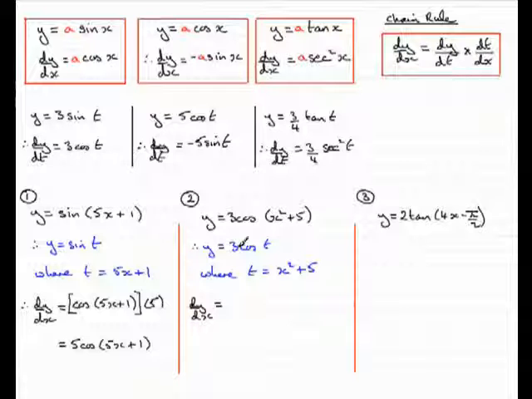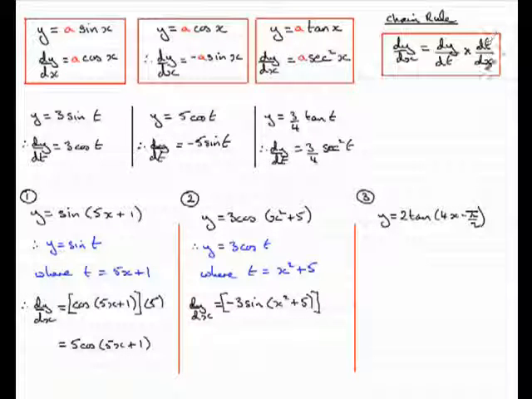So dy by dt, if we've got y equals 3 cos t, we know that copying this example, it's going to be minus 3 sine t. So we can write minus 3 sine of t. But t, remember, is x squared plus 5. Do put this in brackets again, square brackets.